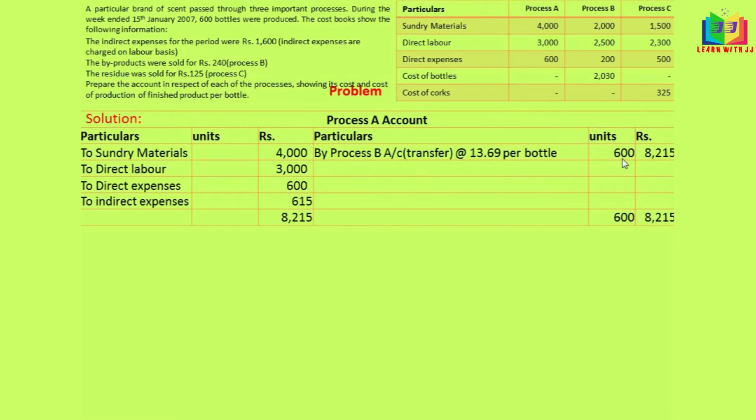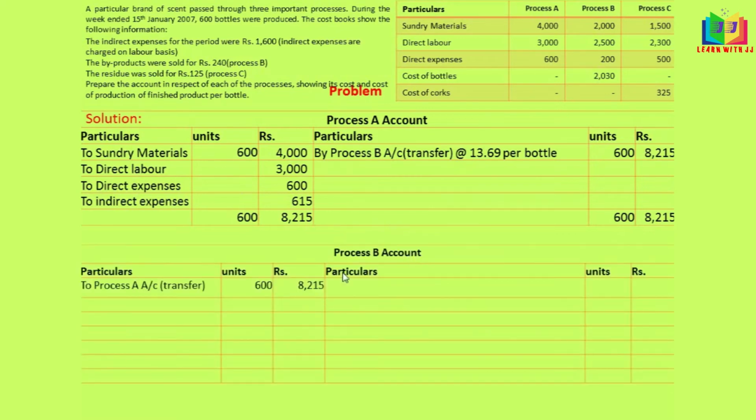We'll get 600 units as the process units. So 600 is 8215, and per bottle it costs 13 rupees 69 paise. This is to be written on the debit side too, in order to balance this process A account. And the next process, this is to be transferred to process B account.